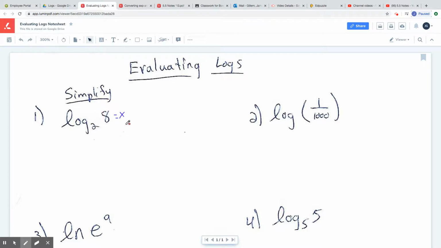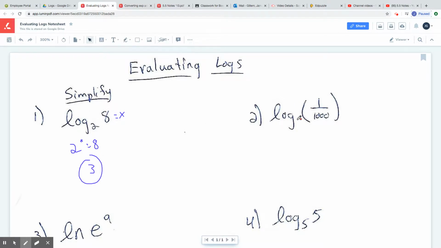All right, well, let's convert this to an exponential. Left, right, left. I'm looking for 2 to what power, basically x, equals 8. Well, 2 to what power equals 8? The answer is 3. So log base 2 of 8 is 3.